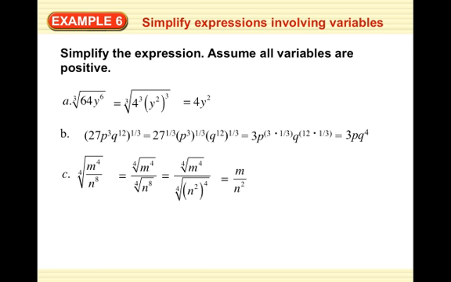Fourth root of m to the fourth is just m. Fourth root of n squared to the fourth power, the power of 4 and root of 4 cancel, and so we just have n squared. So we have m over n squared.